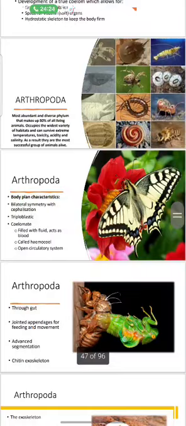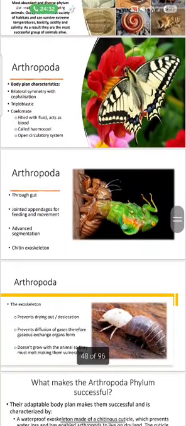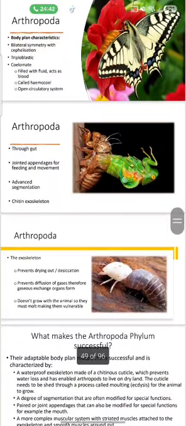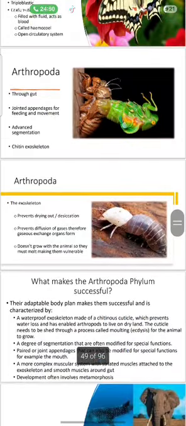Arthropoda, their body plan characteristics: they have bilateral symmetry with cephalization. They are triploblastic. They are coelomates, and the coelom is filled with fluid that acts as blood, called hemolymph. There is an open circulatory system. They have a through gut. They have jointed appendages for feeding and movement, advanced segmentation, and an exoskeleton.